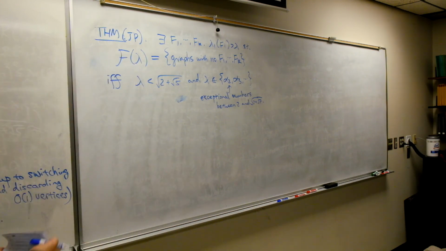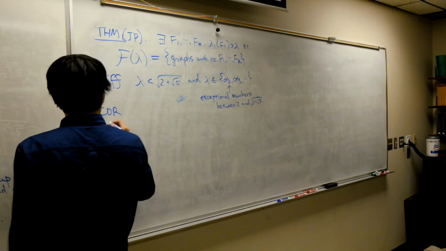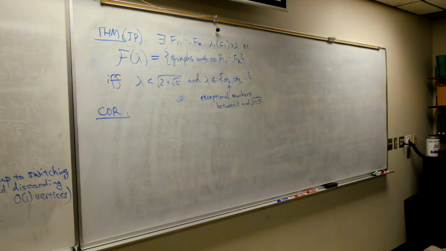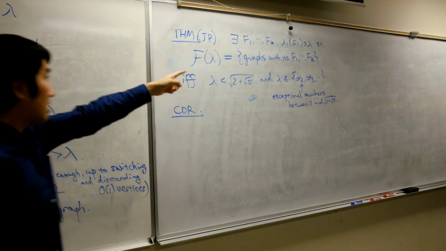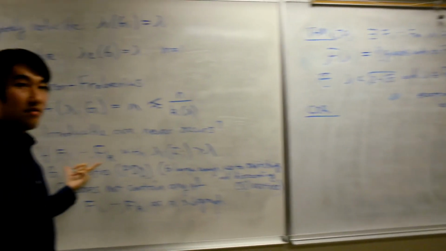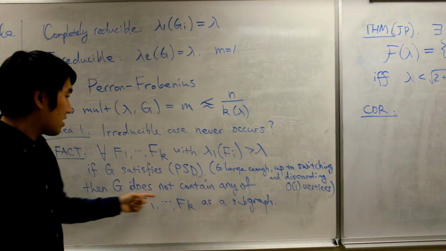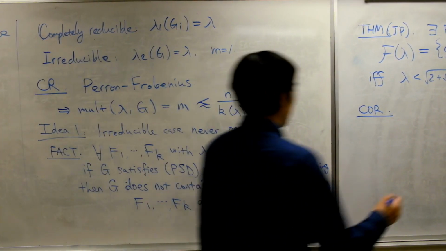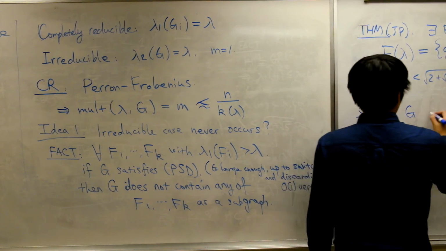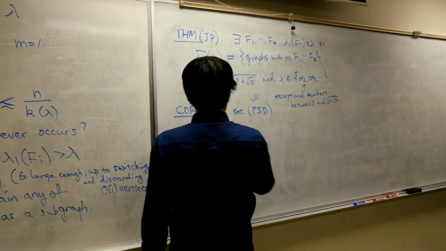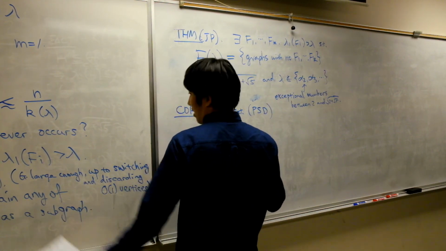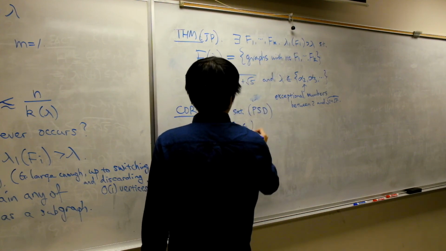So a corollary of the theorem, together with the fact, says the following. Imagine I have a graph that satisfies PSD. I take a finite forbidden subgraph characterization for my F of lambda. I plug those f1 through fk into this fact here. It tells me that G does not contain any of these, right? So if G satisfies PSD, then G does not contain any of f1 through fk, meaning G is inside the family.